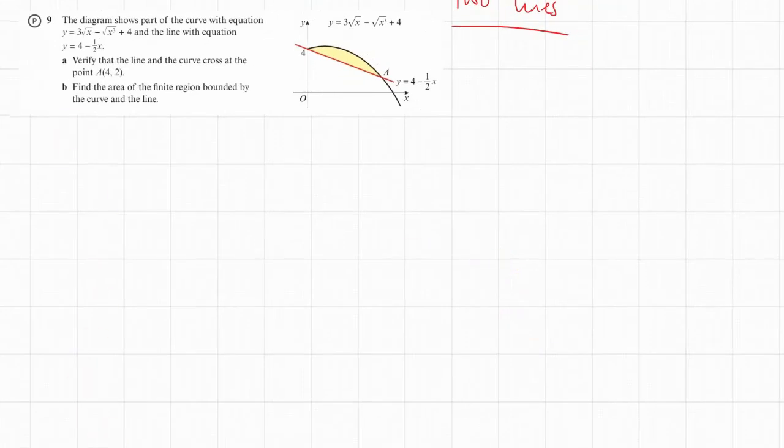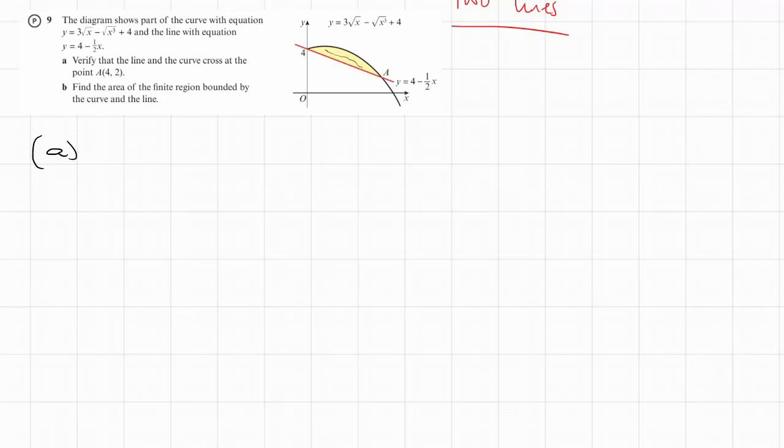So, hopefully you've got some understanding of this concept, because I'm not going to teach it from the beginning. If you're watching this video, this means you've done well at the basic questions and you're just getting a little bit stuck on the really challenging ones at the end. So we've got two lines here, and we want to find in part B this area in the middle. Part A is just asking us to verify if the lines cross at this point.